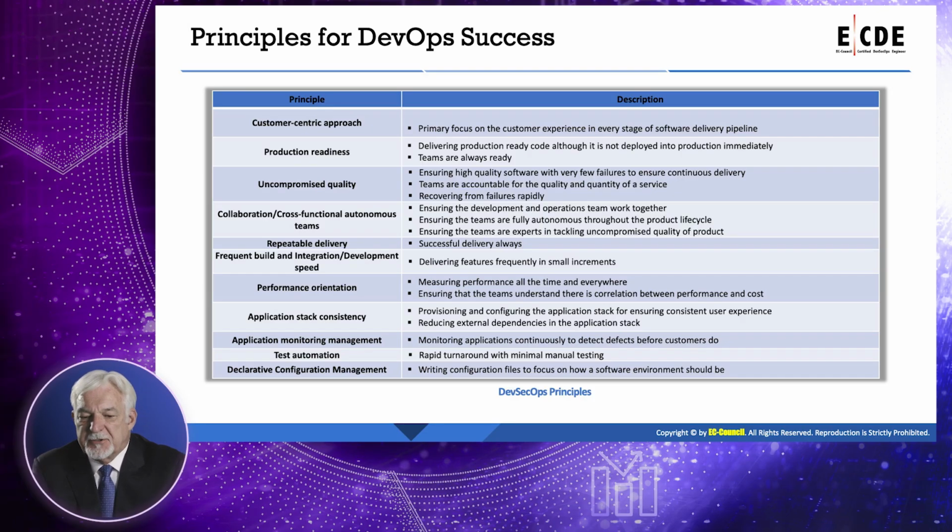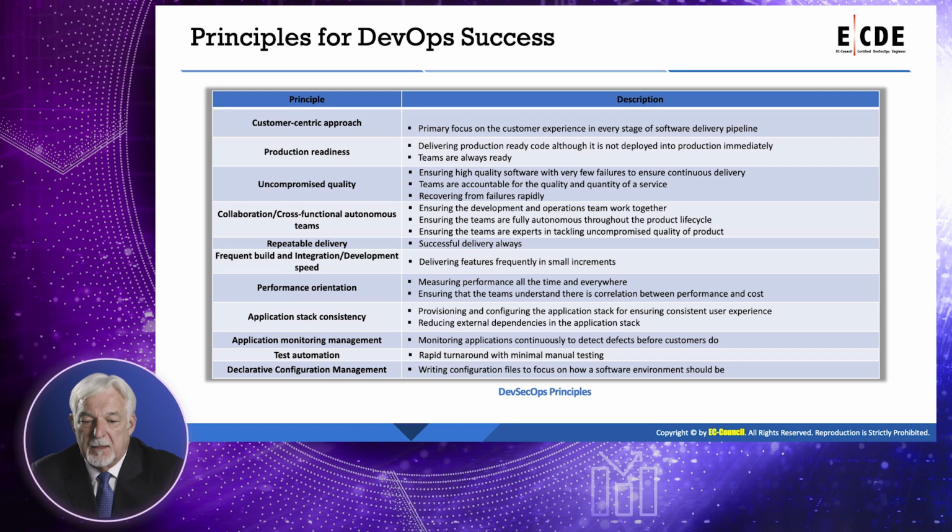Within the area of collaboration or cross-functional autonomous teams, you want to ensure the development and operation teams are working together very, very closely, and that the teams are fully autonomous throughout the product life cycle. You want to ensure that the teams have the expertise for creating uncompromised quality of code in their product. Make sure that they have their training and that you take care of them there.